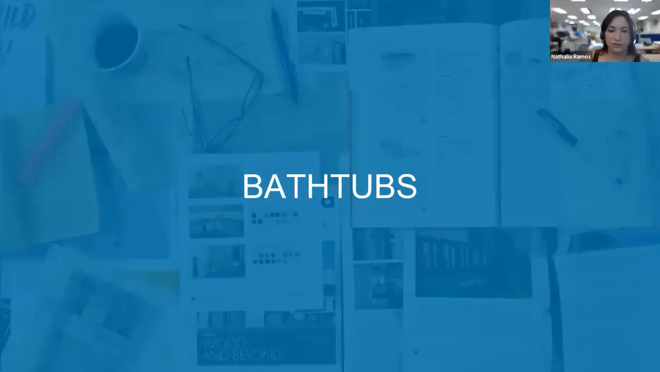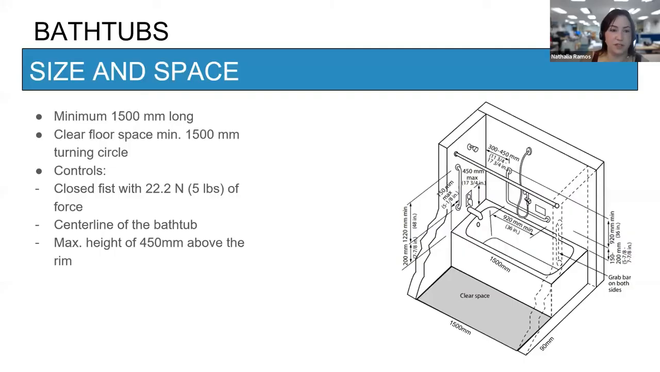So moving to the last fixture we're going to talk about today, bathtubs. Size and space: bathtubs need to be minimum 1500 long, with a clear floor space of 1500 and a turning circle of 1500. The controls, same as the showers, need to be thermostatic or pressure balanced. They need to be activated using a closed fist and less than 5 pounds of force. They have to be installed on the center line of the bathtub, at a maximum height of 450 above the rim.